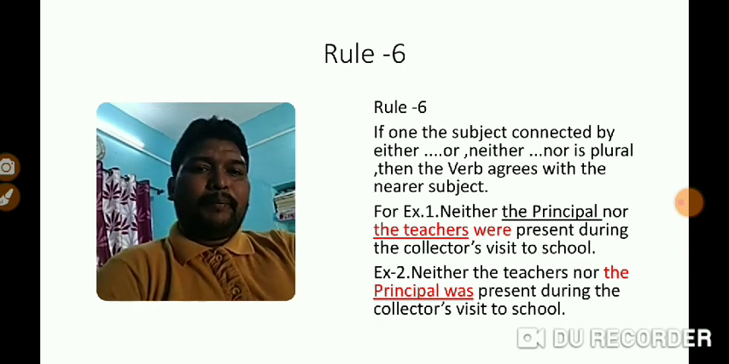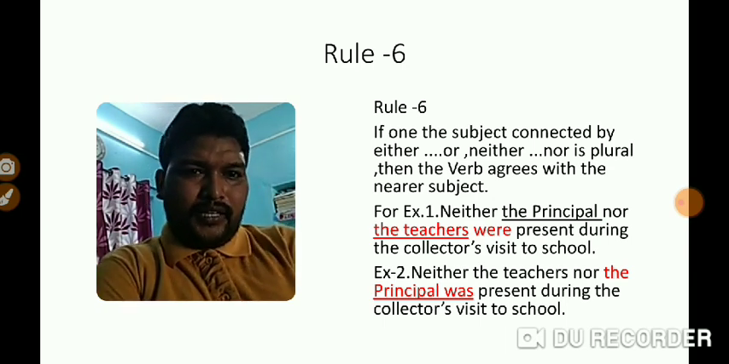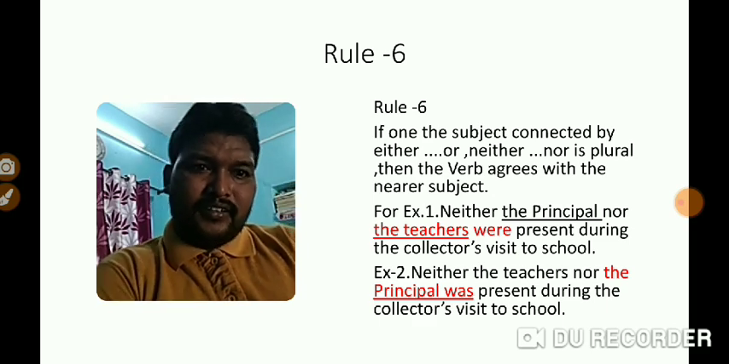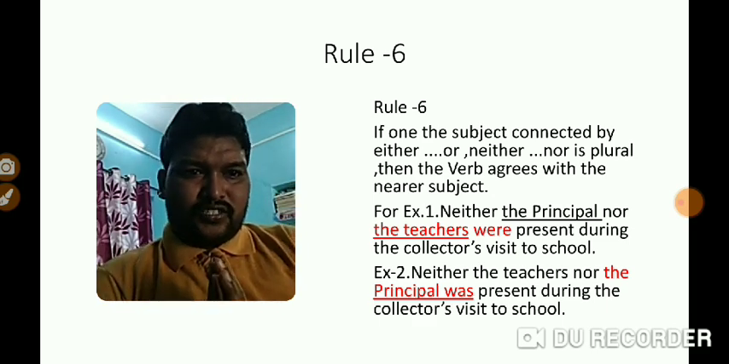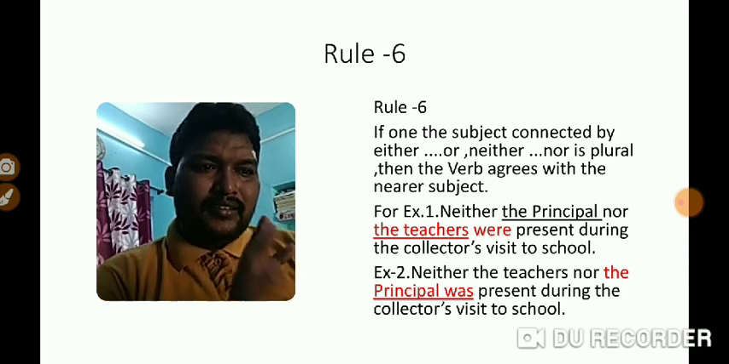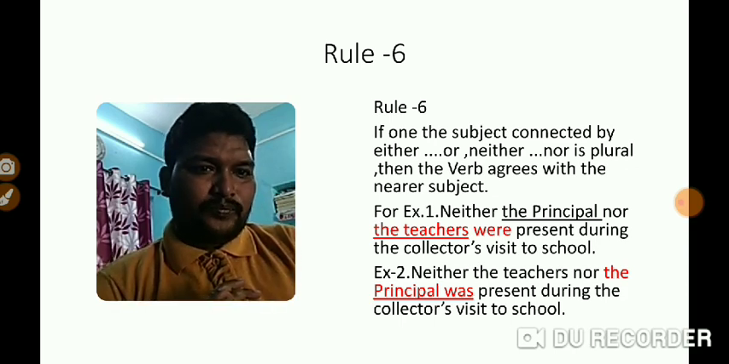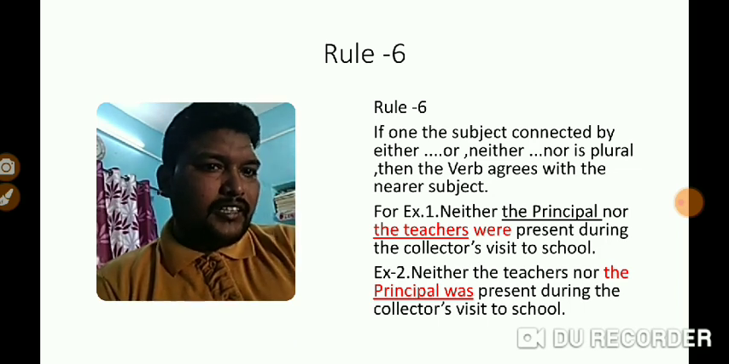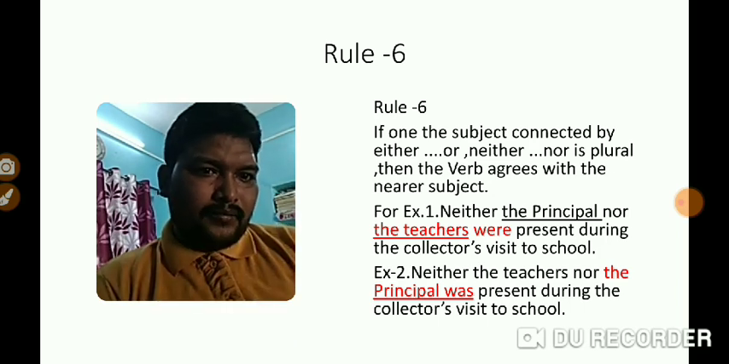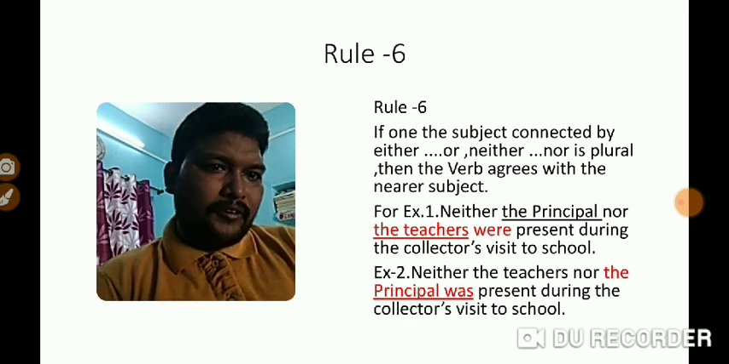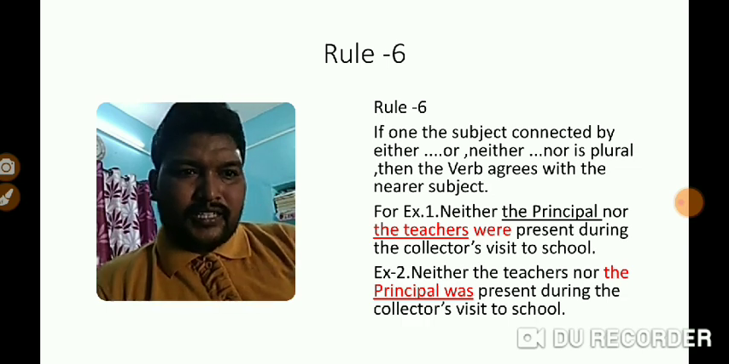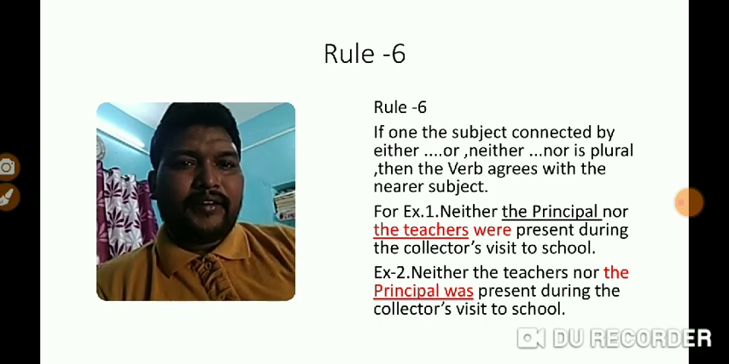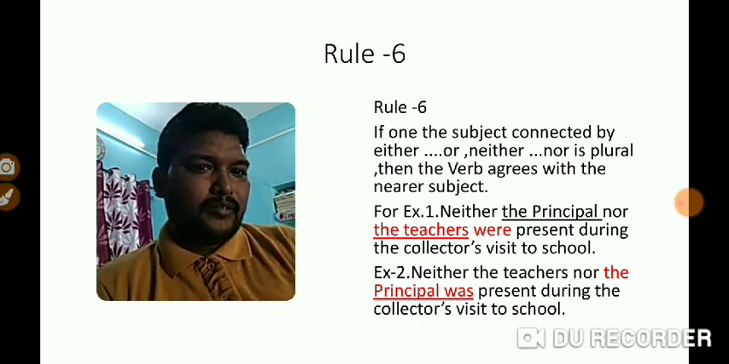Okay, so what is happening here, you see, in the second example, you find that here also we have the same subjects. I've simply interchanged their position. In place of the principal I have written the teachers, and in place of the teachers I have written the principal. Now see how the verb is changing here, how the verb is taking a different form here. That would help you understand it better.